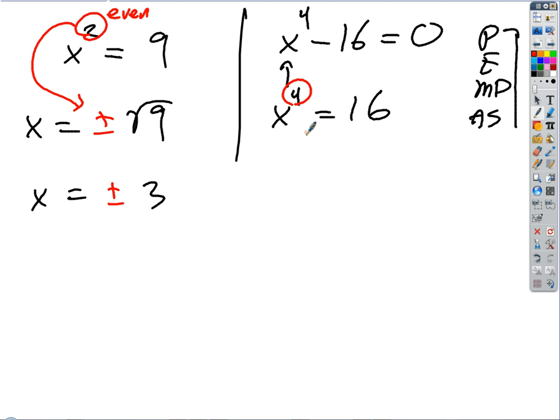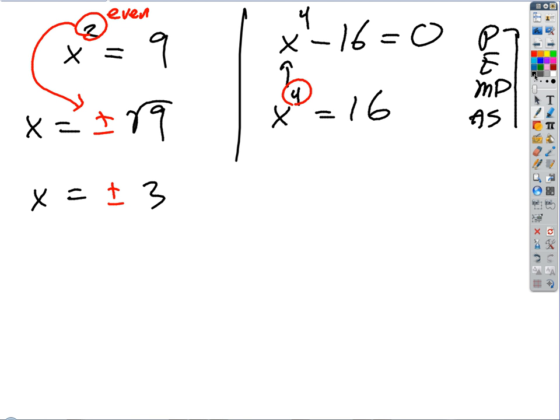How do I undo a 4th power? No, not square root it twice. I can just do one 4th root. Okay? One 4th root. And I can show you a way to remember that too. Think of it this way. A 4th root is also the same thing as a 1/4 power, right?